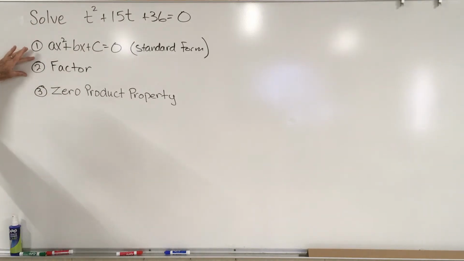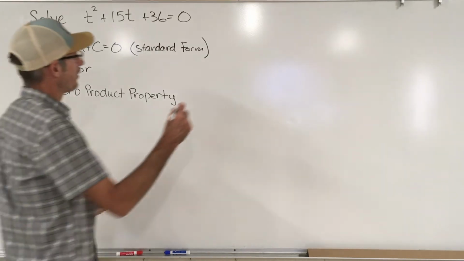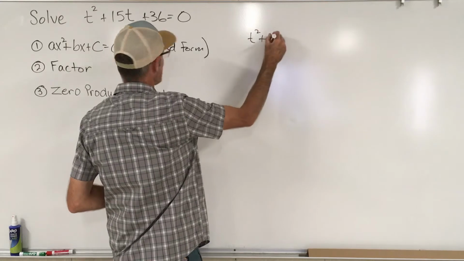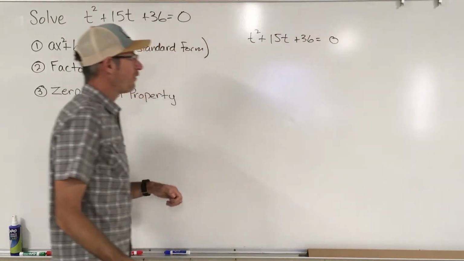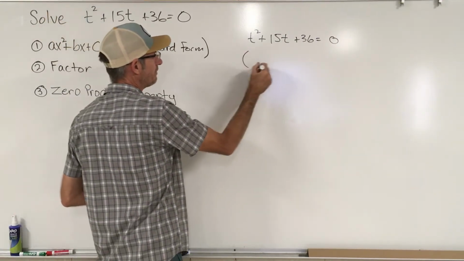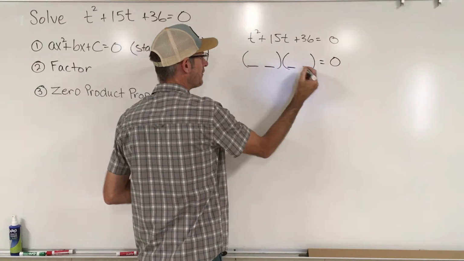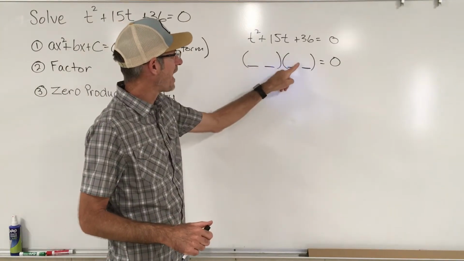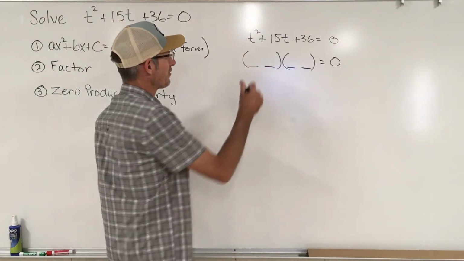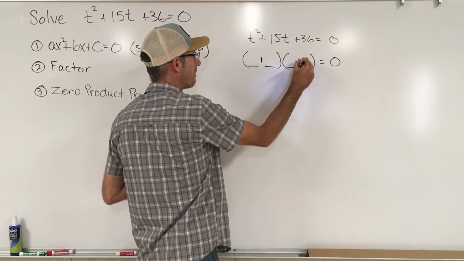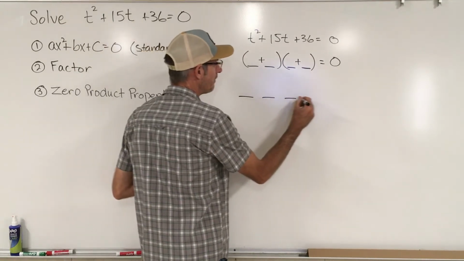So our next step is we're going to factor to change that equation into factored form. So I have t squared plus 15t plus 36 equals 0. I know factored form is going to look like this. It's going to be the product of two binomials. So when I look at the signs, my C value is positive and my B value is positive. And so I know that both of my binomials will have a plus sign right there. Now I'm going to do the reverse of FOIL.